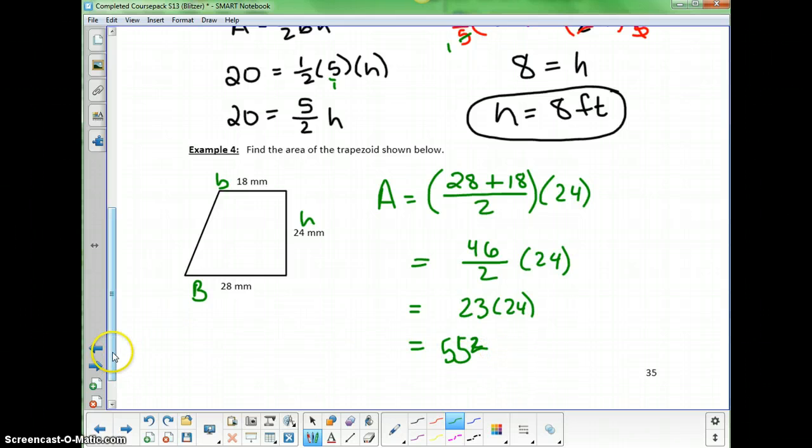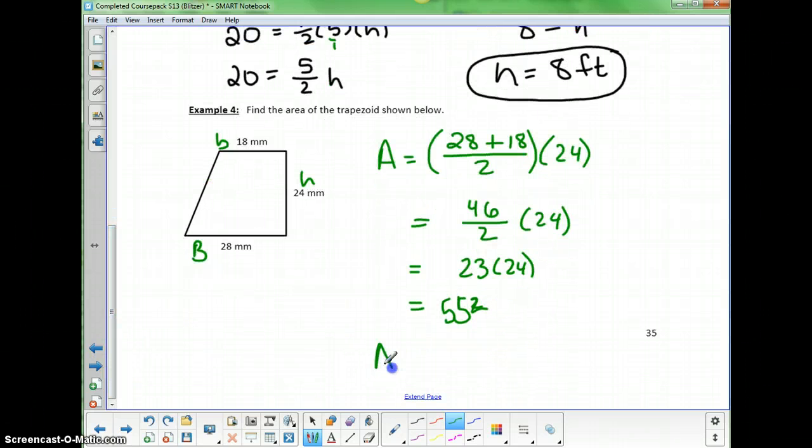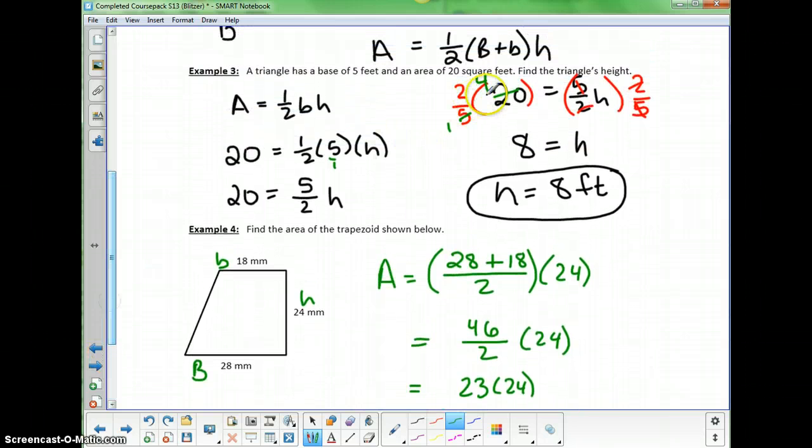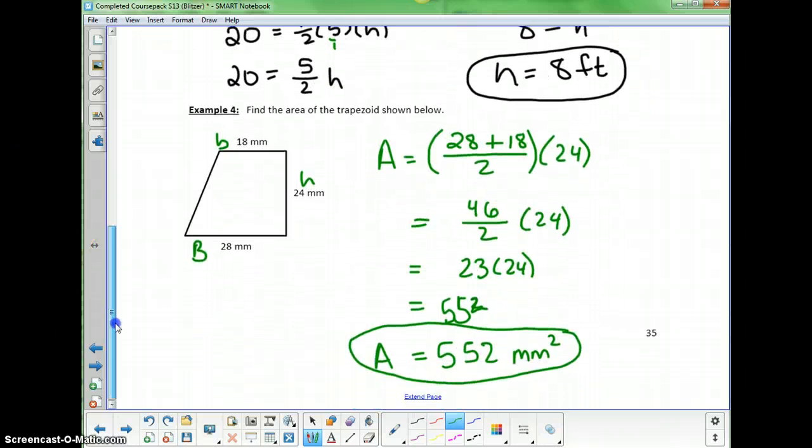Alright, so restate that at the bottom. The area is 552, and the units on area are always square units. This one is in millimeters, so it's going to be millimeters squared. As you'll notice in all the problems we've done before, the measurements for area are always in square feet or square meters, or in this case square millimeters.